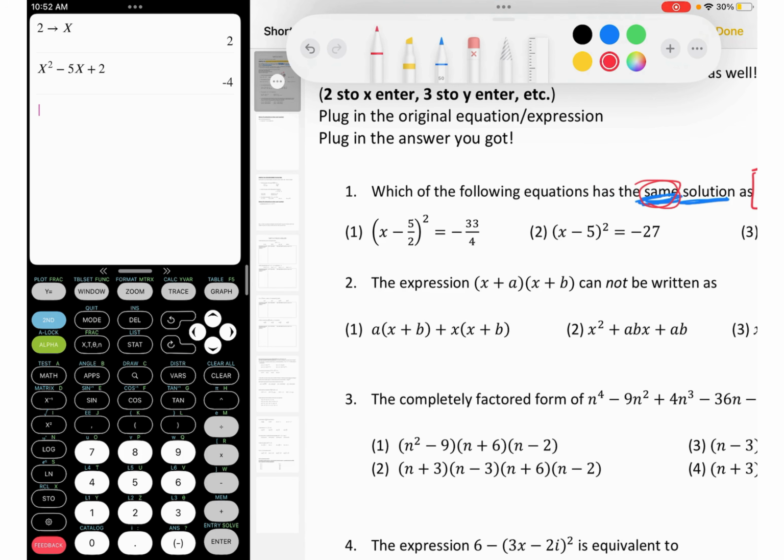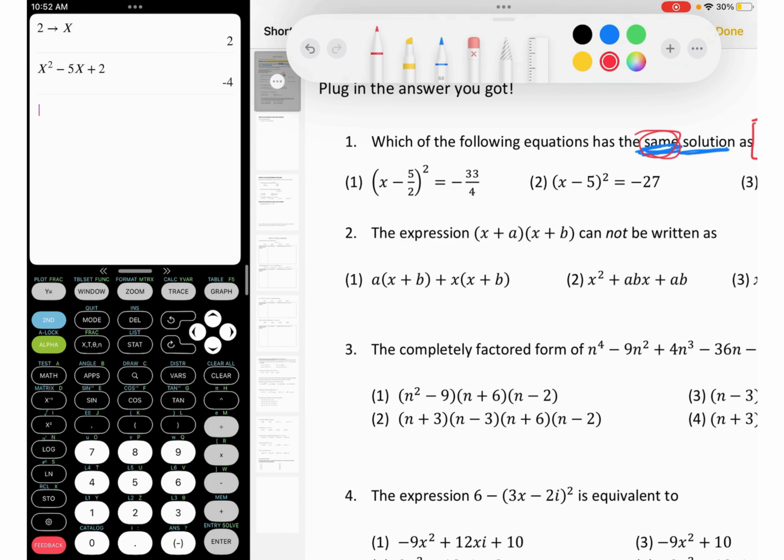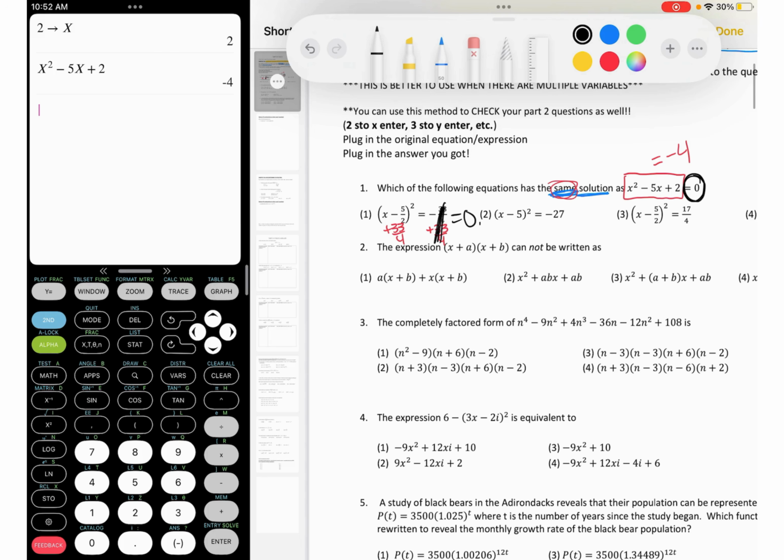So this first one is equal to a negative 33 over 4. I'm going to have to add that 33 over 4 over so that these cancel, and now it's equal to 0. But now it's a very quick step. I got it equal to 0. This is what I'm going to have to plug into my calculator to see if it's equivalent to that negative 4. So I'm going to type that in. X minus 5 over 2 plus 33 over 4. If you don't have that fraction option, make sure you're putting parentheses around your fractions.